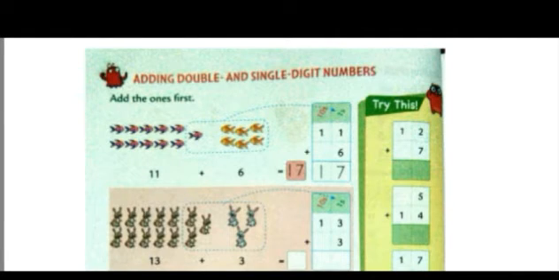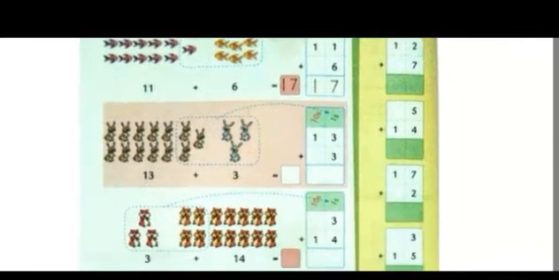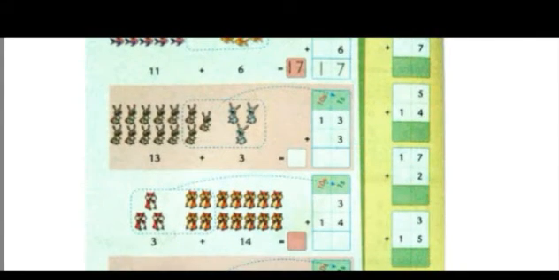Okay, now moving on to page number 46. Adding double and single digit numbers. So scholars, here we will learn how to add double and single digit numbers together. And the first statement that is given here is add the ones first. This is the most important thing you need to keep in mind while adding, that add the ones first. Okay, first one is already done, so we'll move on to the second one. This is the ones column and this is the tens column.